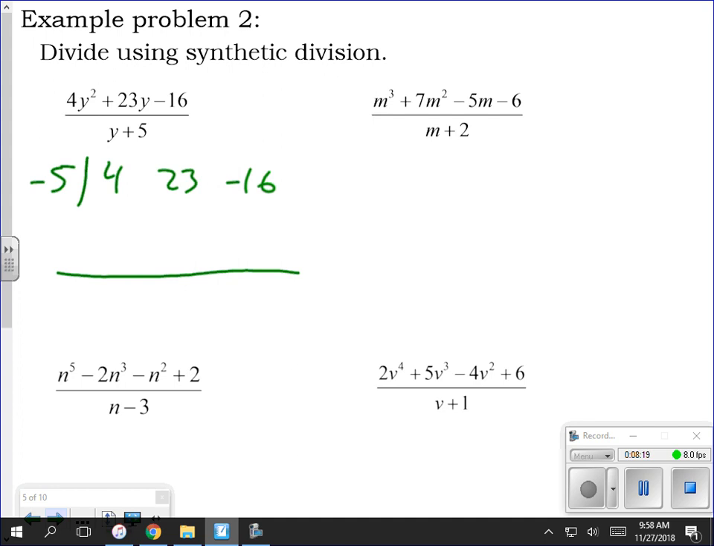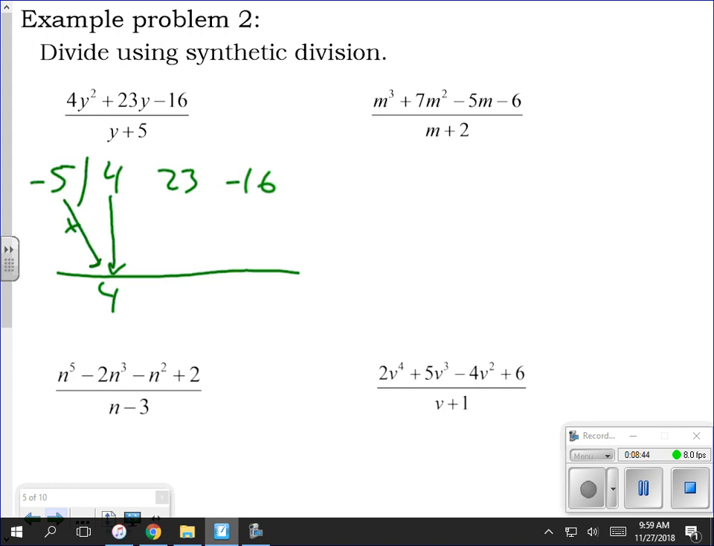Okay? First step, take the first coefficient and bring it down. So far, not so bad, is it? Okay? This is where things get a little different. They start to take a break away from long division.